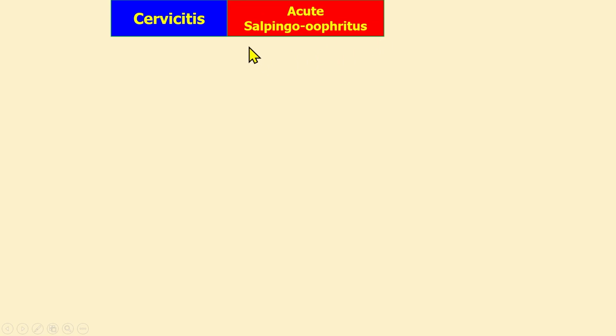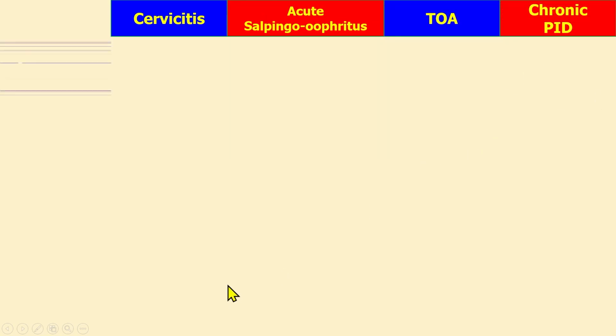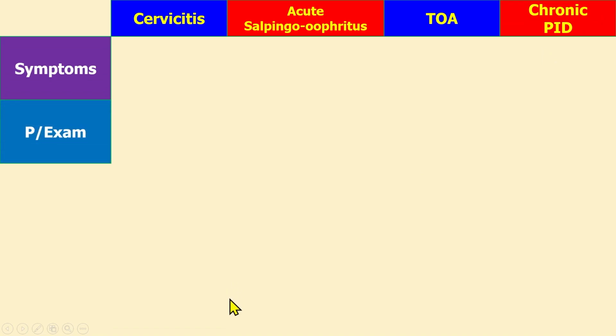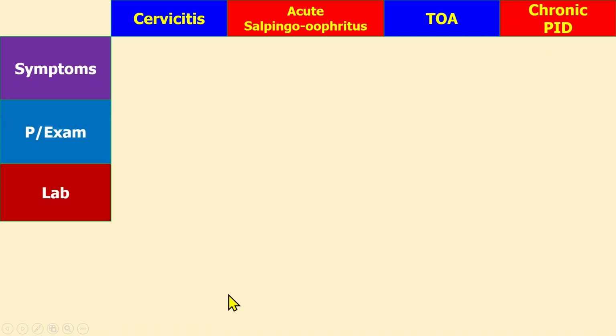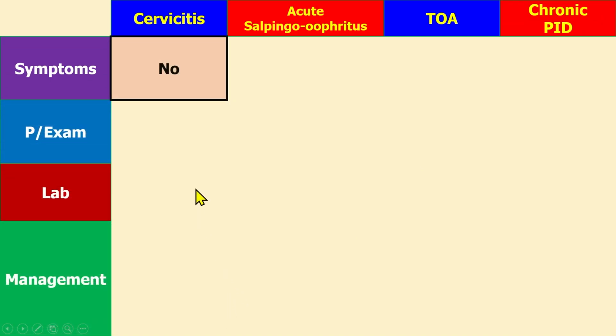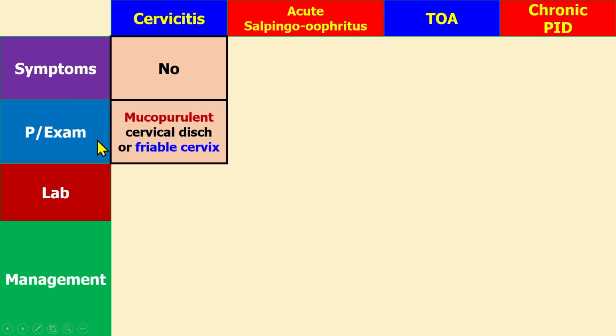So let's compare the conditions: cervicitis, acute salpingitis, TOA, and chronic PID. First look at the symptoms, then the pelvic examination, labs, and the management. In cervicitis, you do not see any symptoms. You usually see the pelvic examination findings.